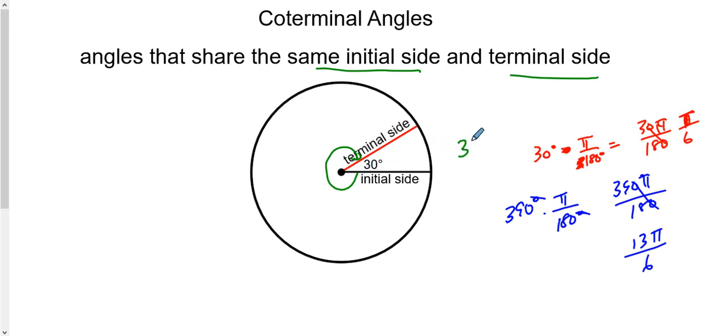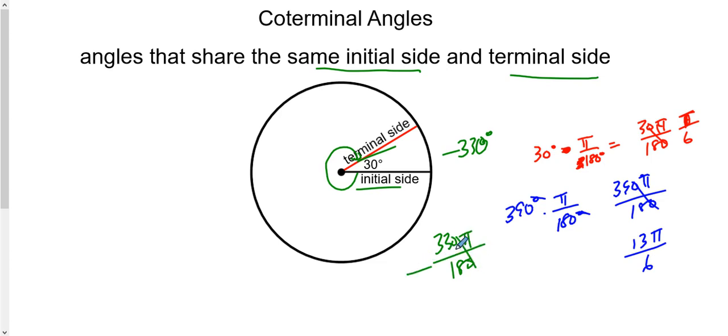We are now talking about a 330-degree angle. That 330-degree angle is coterminal to the original 30-degree angle because it has the same initial side and the same terminal side. Another way to write this again would be 330 pi over 180. But of course, sorry, this would be a negative because we went clockwise. Clockwise rotations are negatives. So this is a negative.